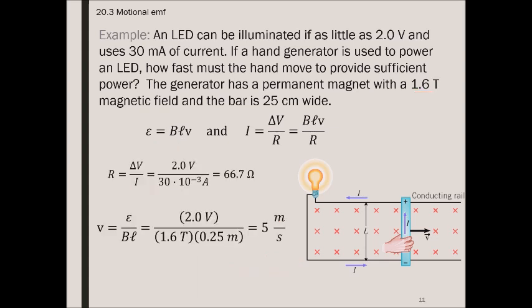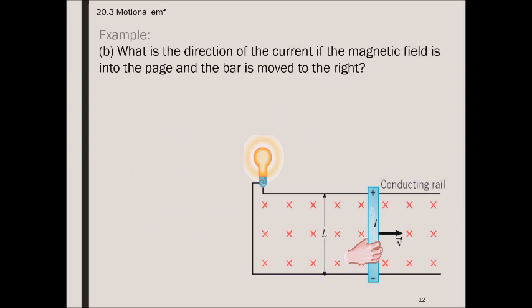So there's your numbers. And now you give Lenz's law a try and try to figure out what direction the current is going when we're moving the bar to the right. Okay, hopefully you've had a time to think about it.